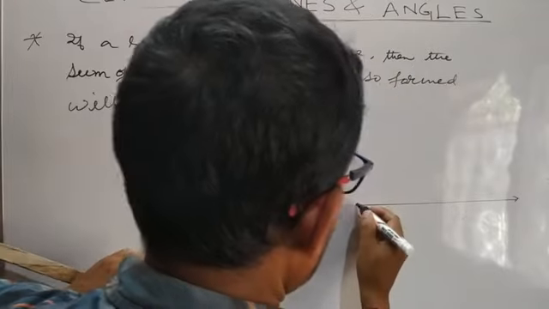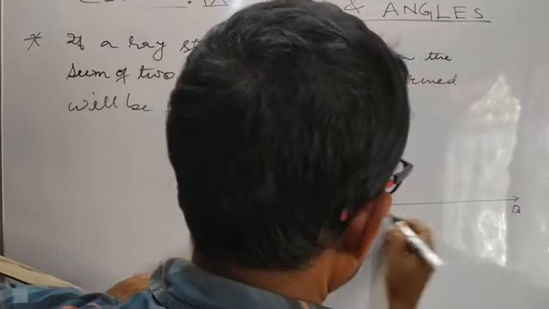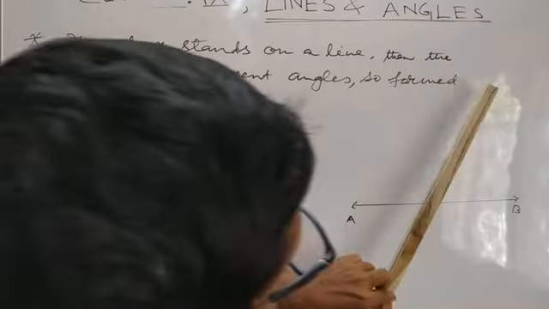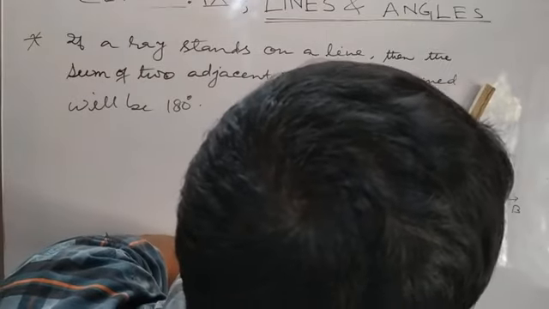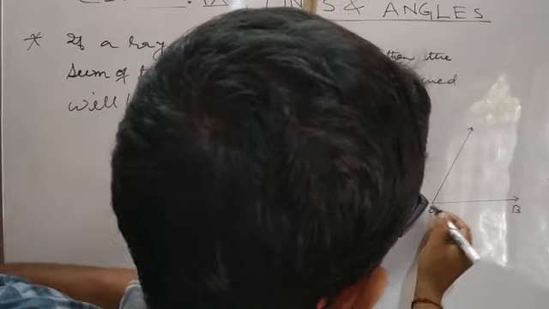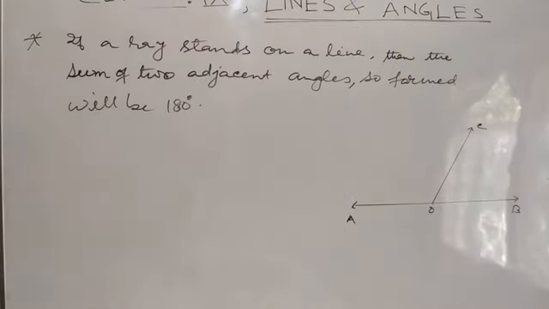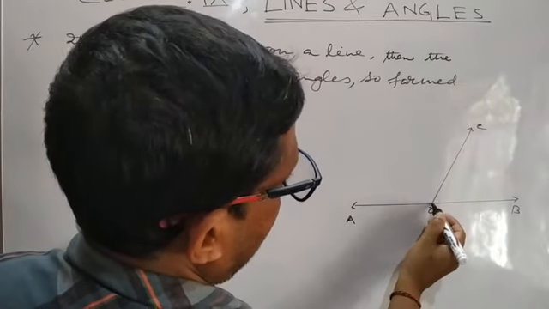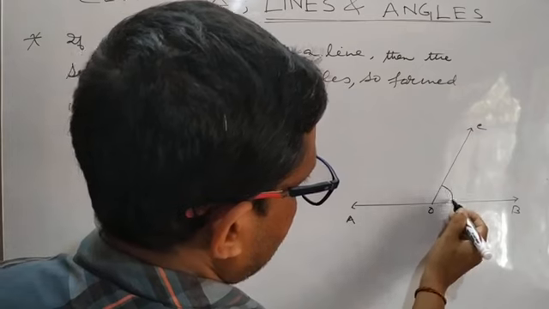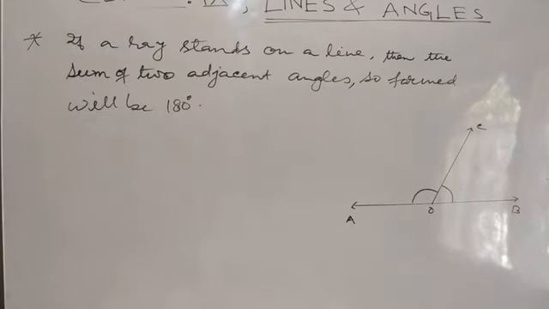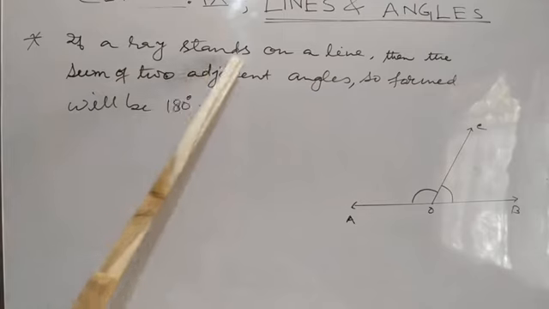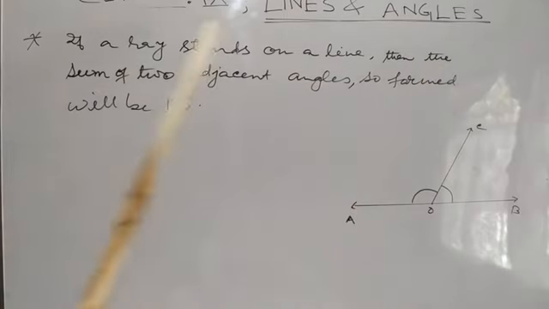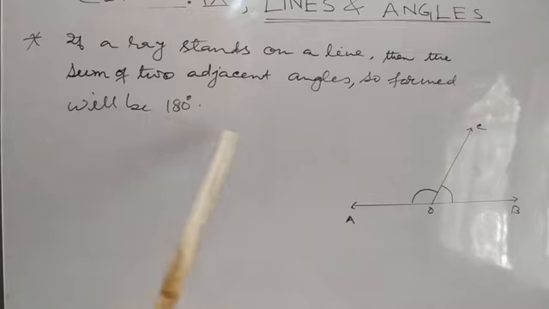That is, see this one. This is a line AB, and this is a ray OC. AB is a line and OC is a ray standing on AB at the point O. So these are two adjacent angles. According to this rule, the sum of the two adjacent angles so formed will be 180 degrees. That is, this angle plus this angle equal to 180 degrees.